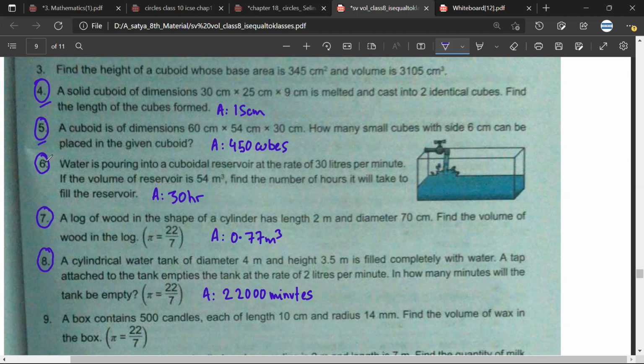See, this question and this question, they are similar. Okay, let's try to do question number 8.